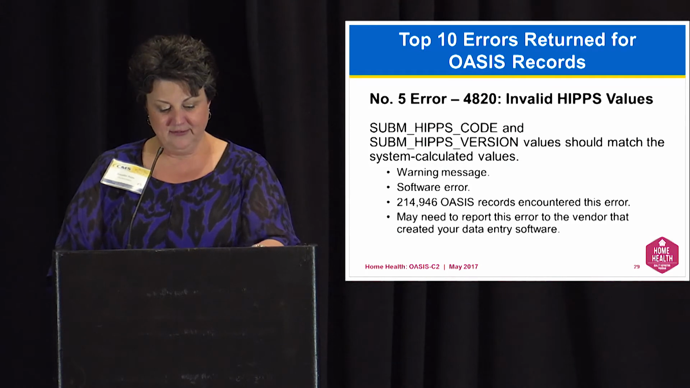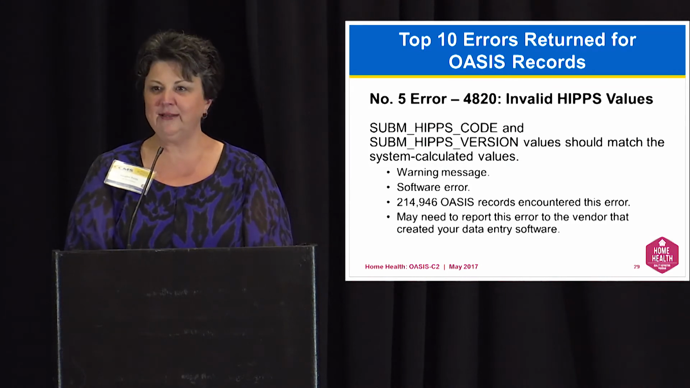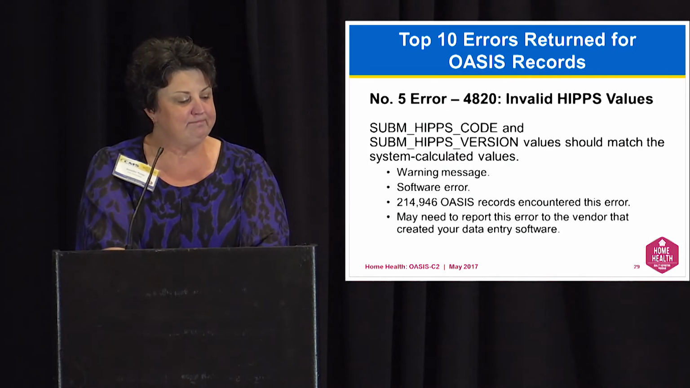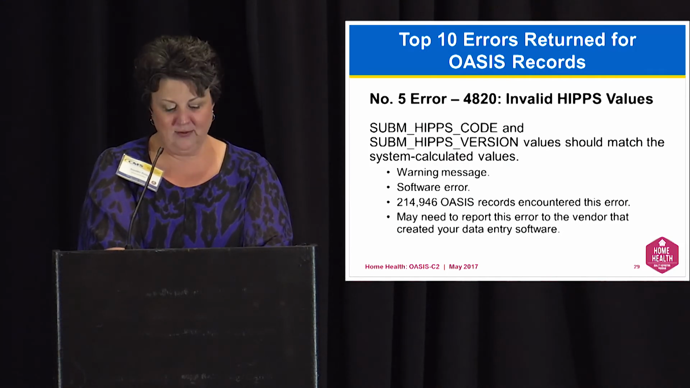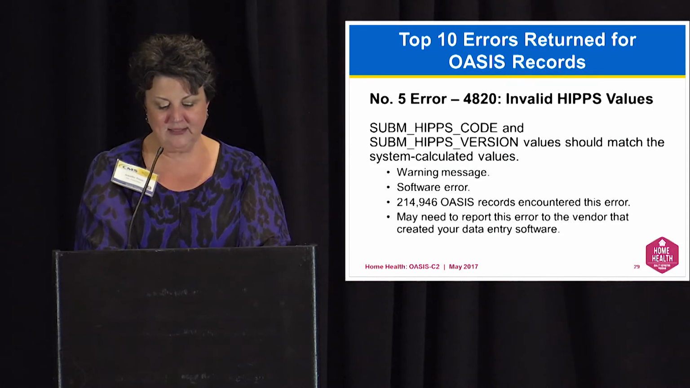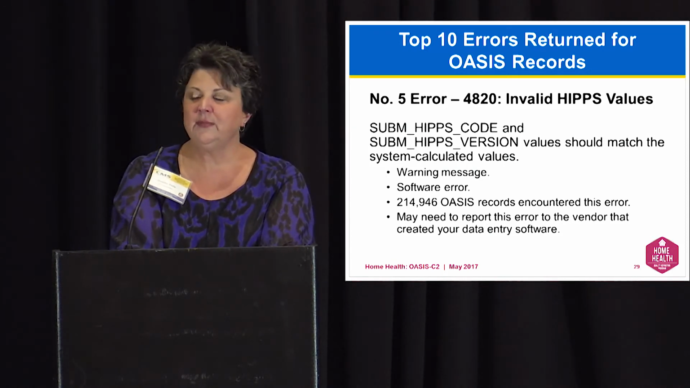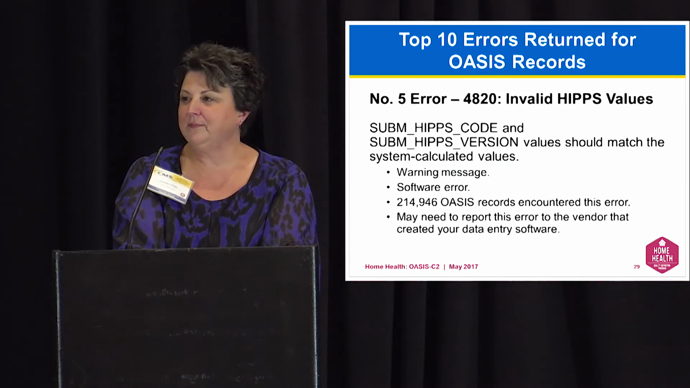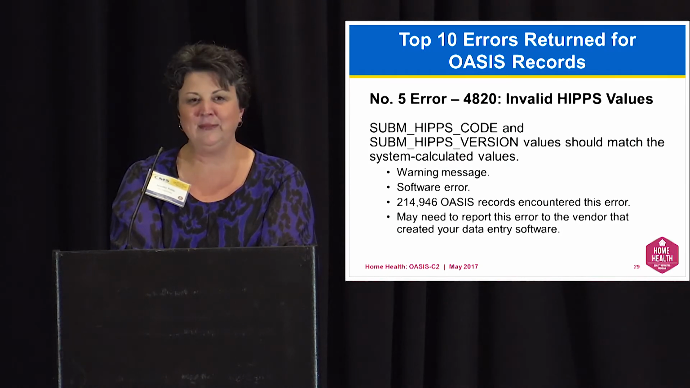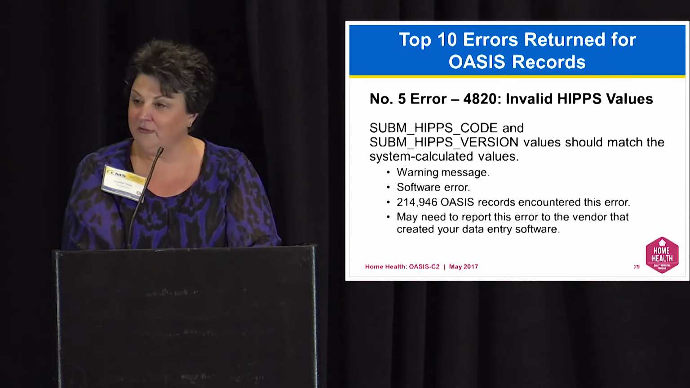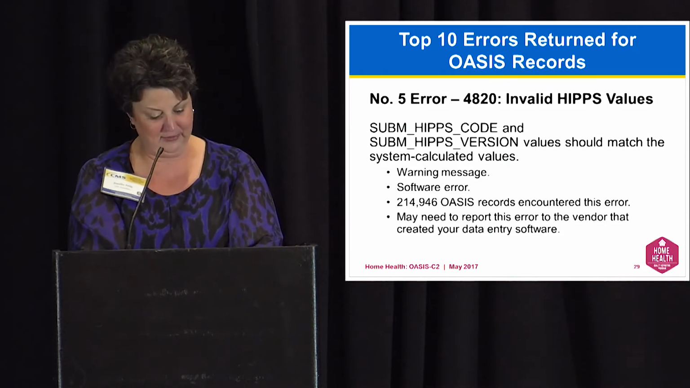And the number 5 error. This one could be a little confusing, and I'll try to talk you through this one. This is a warning message. What it means is invalid HIPS code. It's a warning message that might mean there's a problem, or it might mean everything's just fine. And it may be a software error, but it may not be a problem at all.